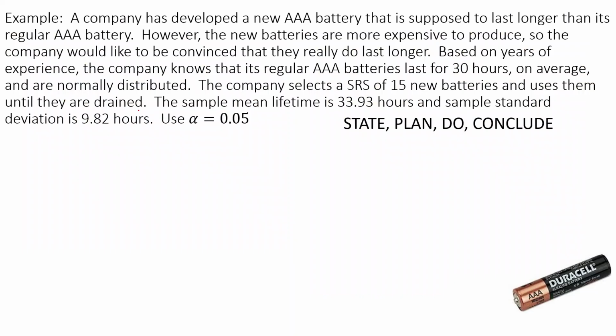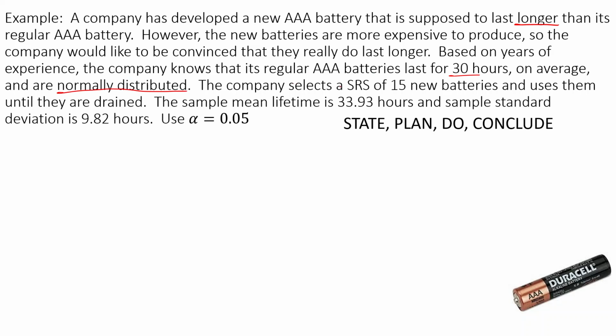All right, so here is an example. A company has developed a new AAA battery that is supposed to last longer than its regular AAA battery. However, the new batteries are more expensive to produce, so the company would like to be convinced that they really do last longer. Based on years of experience, the company knows that its regular AAA batteries last for 30 hours on average and are normally distributed.